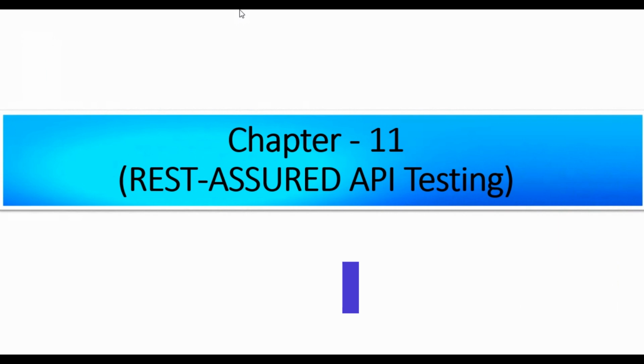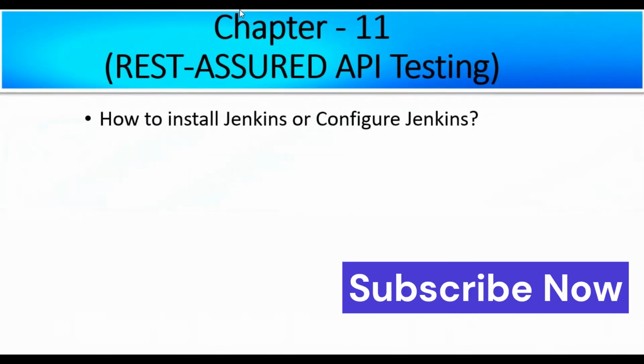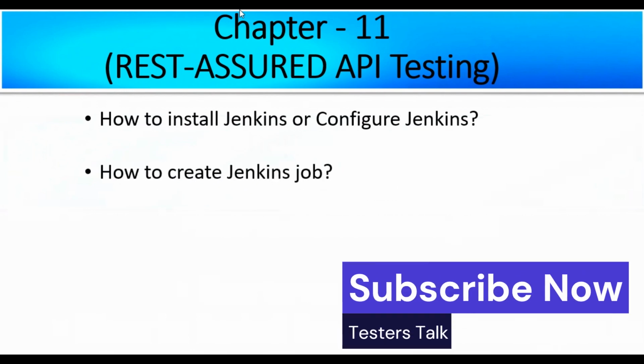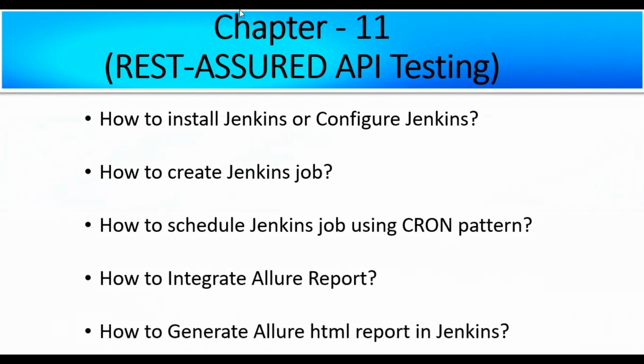In this chapter 11, I will discuss how to install or configure Jenkins, how to create a Jenkins job, how to schedule a Jenkins job using the CRON pattern, and how to integrate Allure report with Jenkins. Finally, I will discuss how to generate an Allure report in Jenkins.